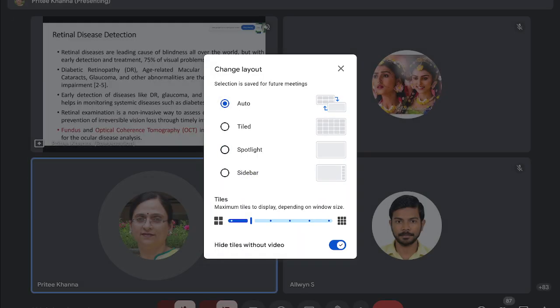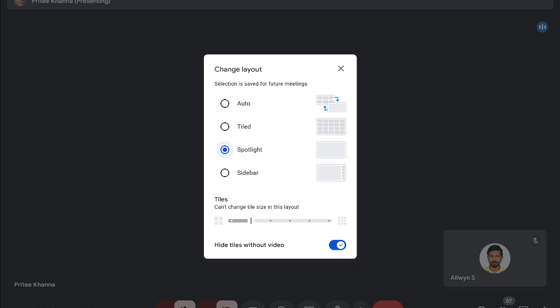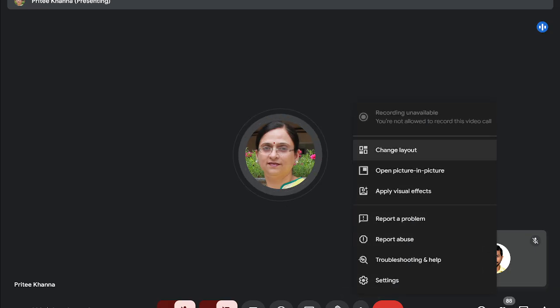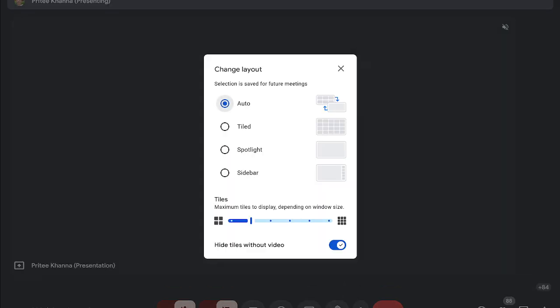vision loss, which is irreversible. If we can do some timely intervention, then we will not get into that situation.